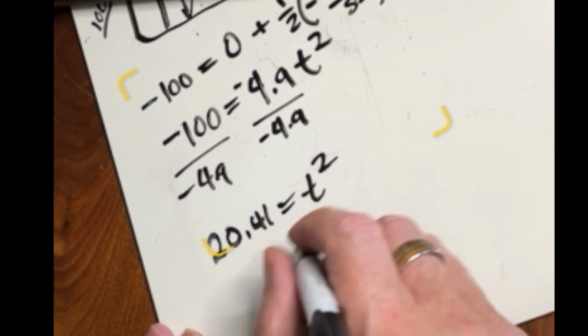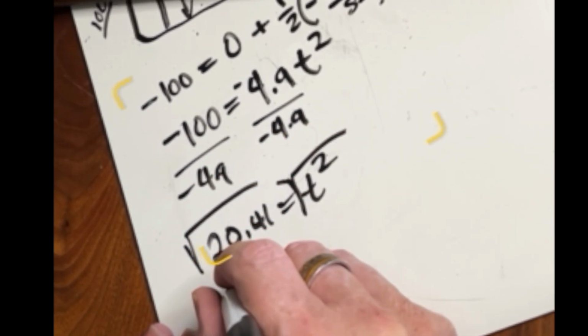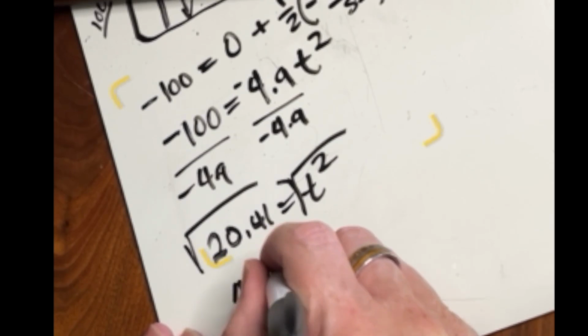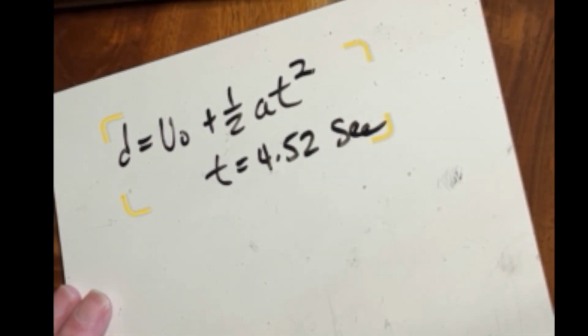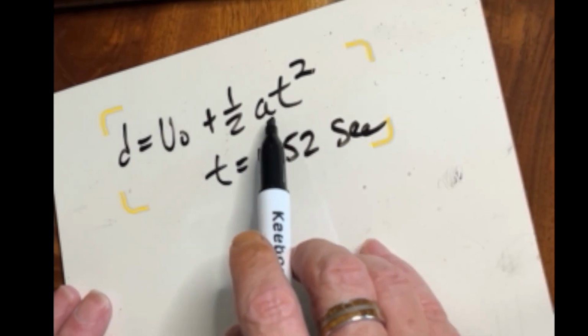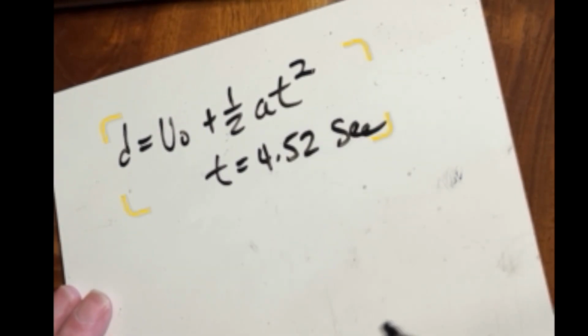Solving for t, by taking the square root of both sides, we get 4.52 equals t. Okay, so here's where we are right now. We've used our initial equation to find out how long it would take for the ball to hit the ground. Okay, well, how fast is it going?